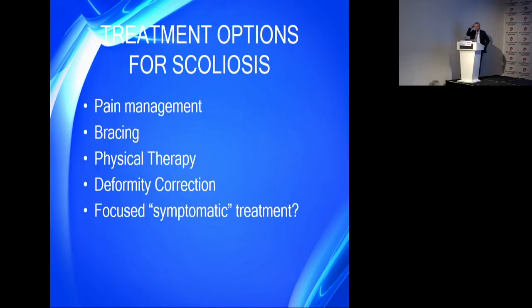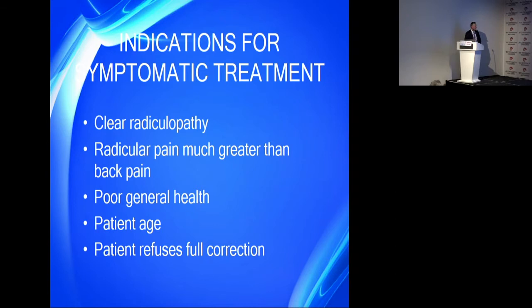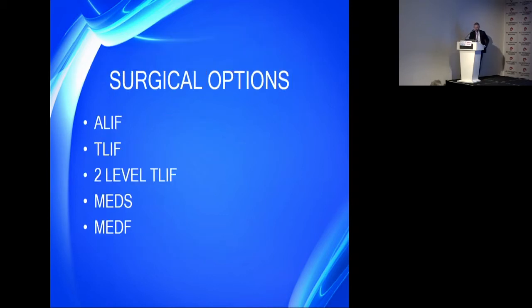I then went back and did another analysis independent of this particular study group, and that is, what are the various techniques we can use to relieve the patient's symptoms but not correct their scoliosis, because in the study I just showed you, we only did fusions. So the indications for treatment were clear radiculopathy, radicular pain much greater than back pain, in some cases poor general health or advanced patient age, or if the patient refuses full correction of scoliosis. The surgical options that we looked at were A-lifts, T-lifts, two-level T-lifts, decompression of stenosis, or foraminotomies.